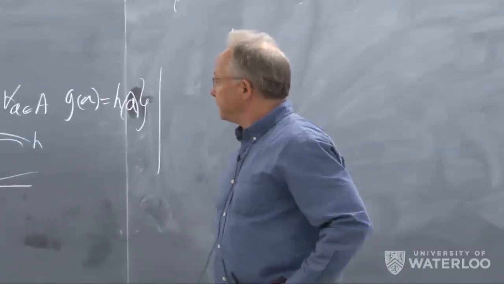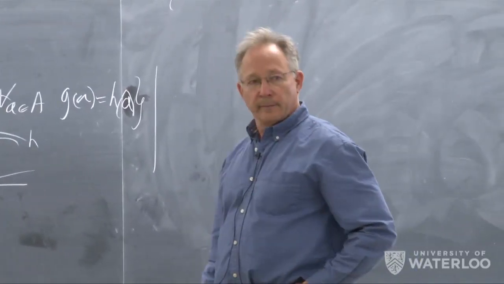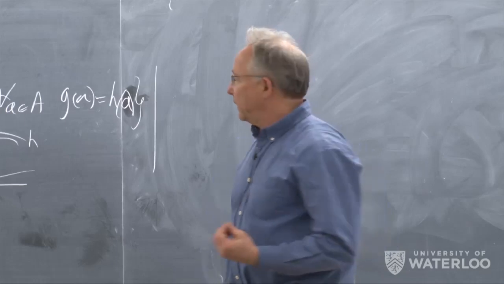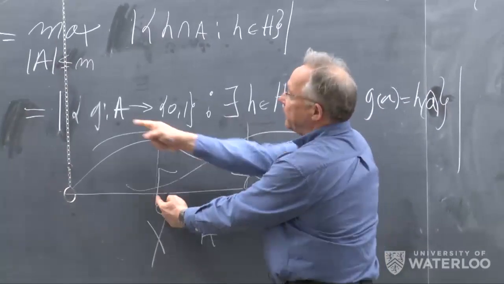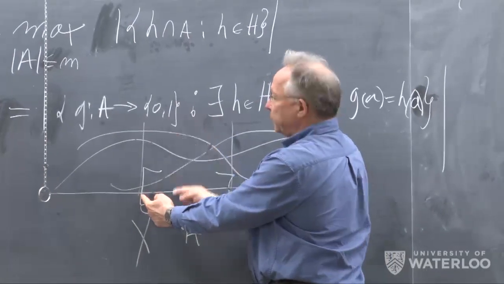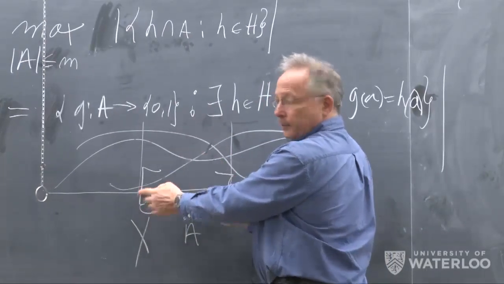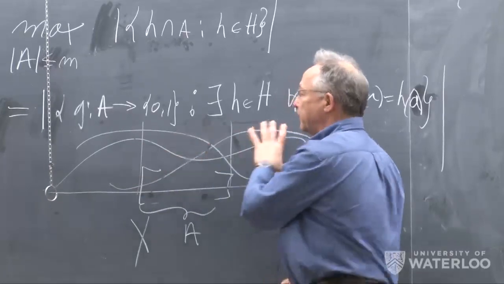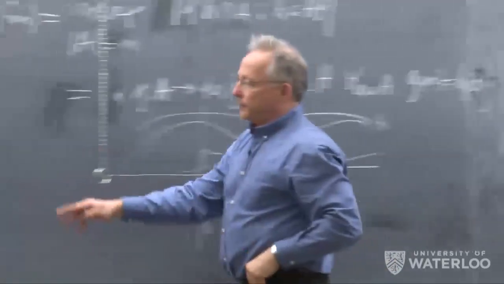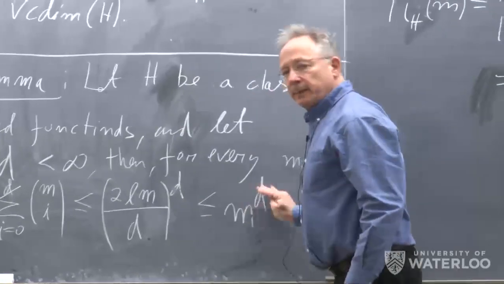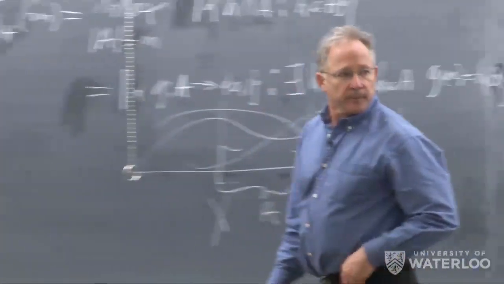Now the claim is that in general, if I take a subset A of size m and I ask how many functions do I have to {0, 1}, I'll have 2 to the m many functions. But if I only consider functions that come from a class H of finite VC dimension, I will have at most m to the d many functions.